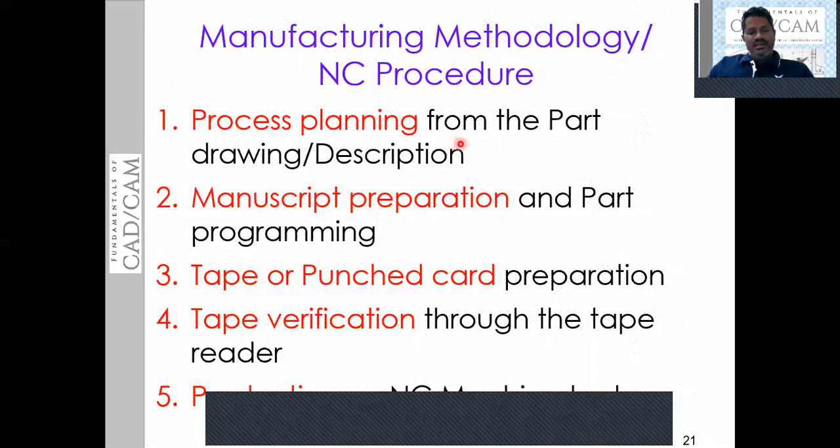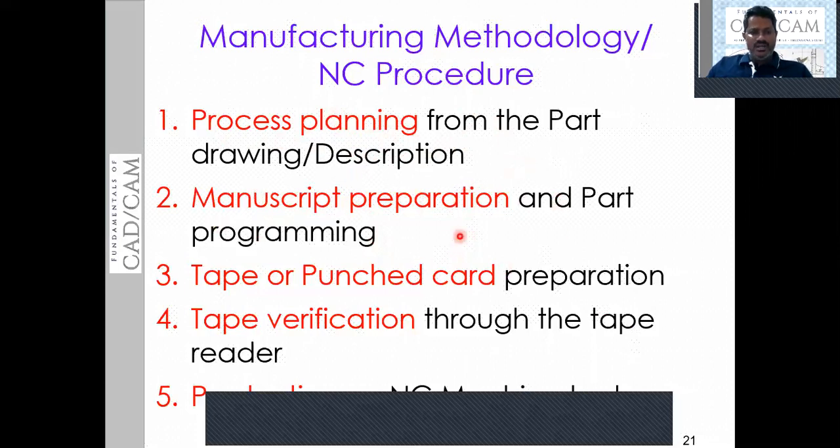In the process planning, we are going to identify the steps that we need to perform on the workpiece. The speed, that means cutting parameters, are also identified during this stage. We will see in detail in the coming slide what process planning is. Then we will see the manuscript preparation. After process planning, we need to prepare one manuscript, which is an input to the part programming.